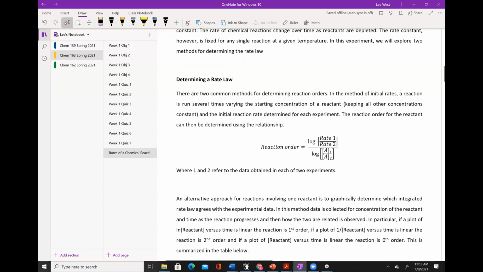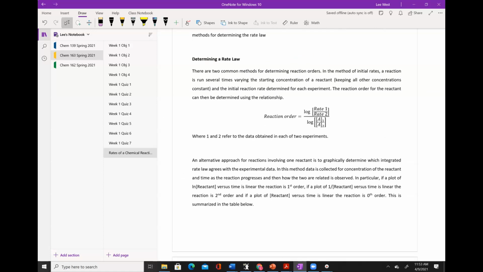Now, generally, there are 2 ways of doing this. One is more kind of generally applicable than the other, but it's a little more complicated. So the first method of doing this is what's called the method of initial rates. And in the method of initial rates, what you do is you do a series of experiments. And in your first 2 experiments, you're going to keep everything constant, but you'll vary the concentration of one reactant. And then you'll do another 2 experiments where you keep everything constant, but you vary the concentration of another reactant.